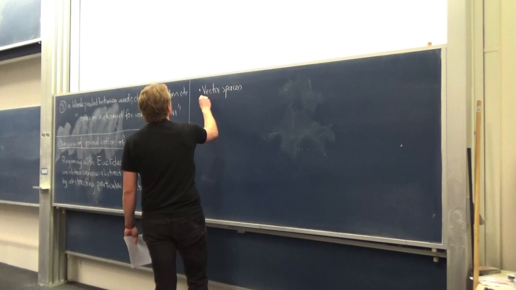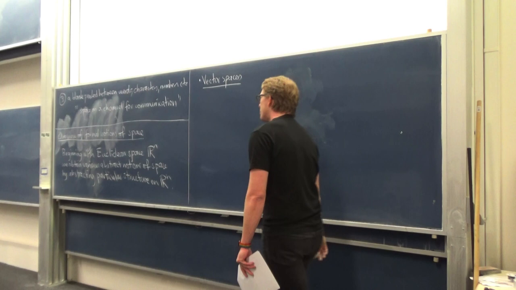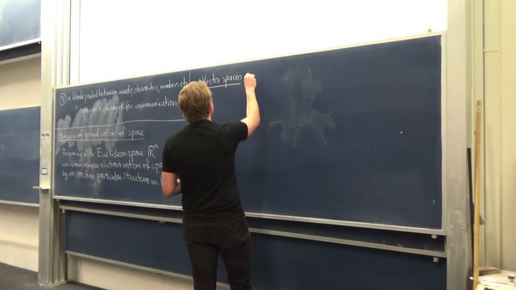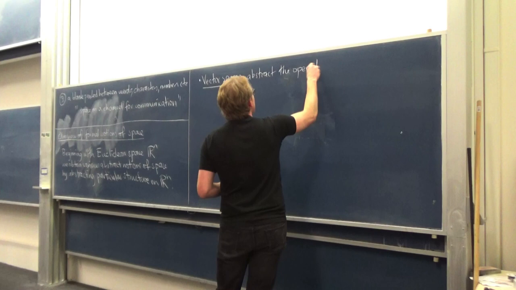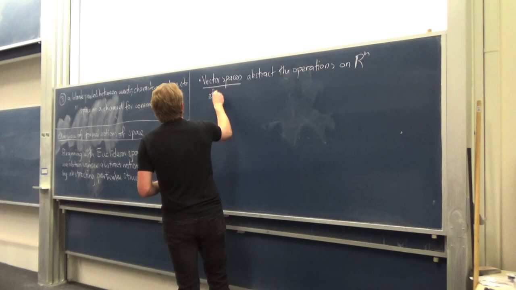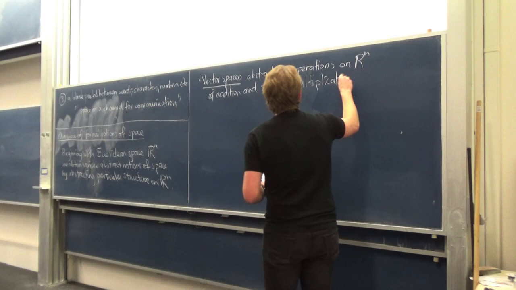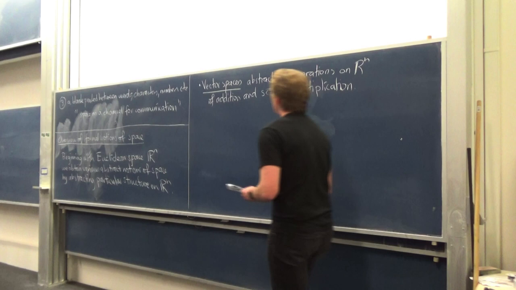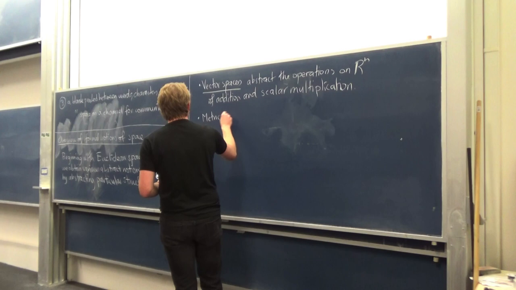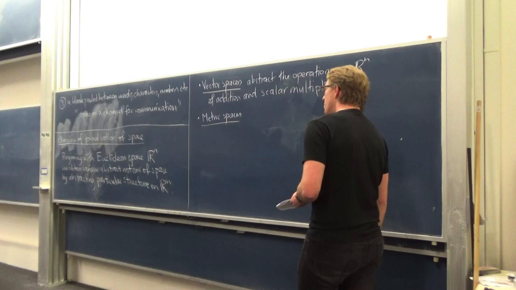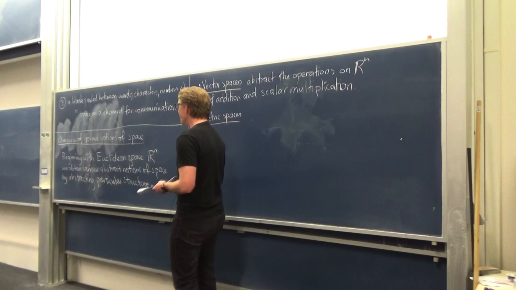Right, so an abstract vector space, at least over R, is obtained by just remembering only the addition and scalar multiplication of vectors. Should all be familiar to you. Metric spaces, of course, is one of the topics we'll develop in this course. But just roughly speaking, we obtain the notion of a metric space by remembering only the Euclidean distance as a function on pairs of vectors.